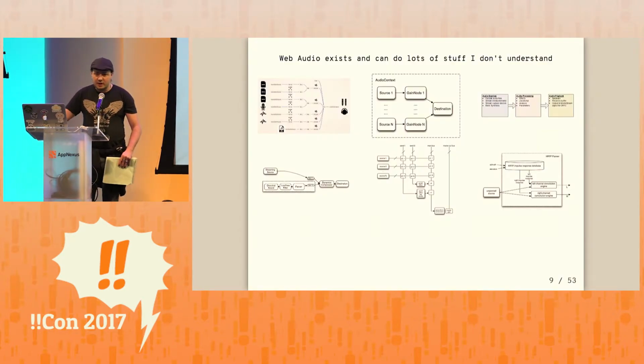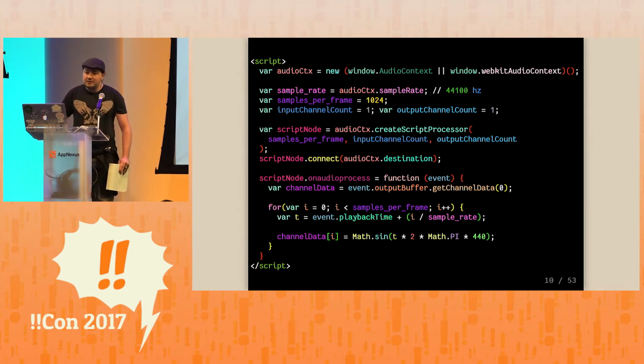Okay, the other technology is Web Audio, which is where you make a graph of virtual audio components and chain them together and do a bunch of signal processing stuff that I don't understand at all. But there is a really simple thing you can do where you just write JavaScript directly to the audio stream. And so this is the Hello World program of Web Audio programming. I'm just filling the buffer with a sine wave: time in seconds times 2 pi times 440 hertz.